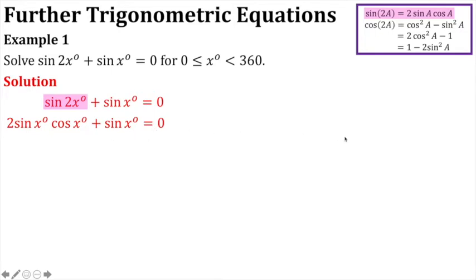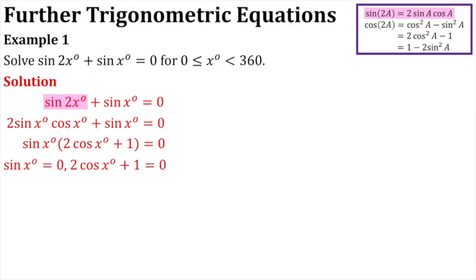Okay, and now we can factorise it. We've got a common factor of sine x, so sine x multiplied by 2 cos x plus 1 is equal to 0. By the null factor theorem, we know that sine x is equal to 0 and 2 cos x plus 1 is equal to 0. And solving our second one here, cos x is equal to -1/2. Now, we're not interested in what sine x and cos x are equal to, we're interested in what x is. So we need to solve each of these.